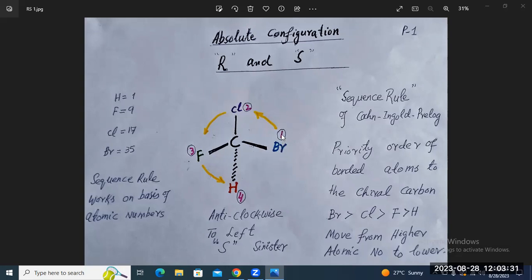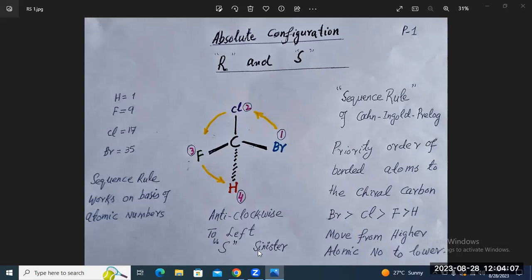We can see here we are rotating from 1 to 2. So this rotation is anti-clockwise rotation. You can see anti-clockwise rotation. So if such situation would be there, then we say the rotation is on the left side, and this is represented by S.